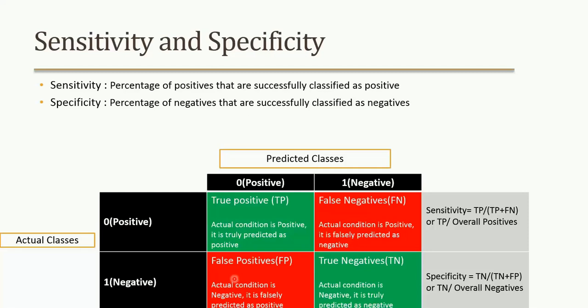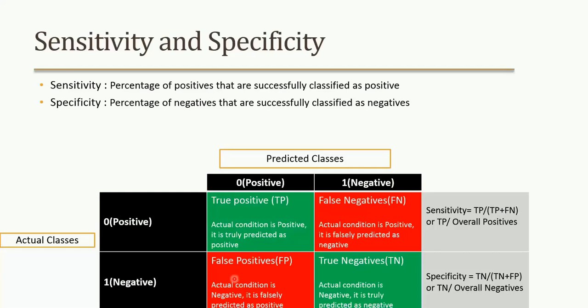So sensitivity will be higher when we don't have any false negatives. Whenever we have all the positive classes, we want to predict as many of them correctly, or classify them as positive only. So out of all the positives, how many have we successfully predicted as positive?